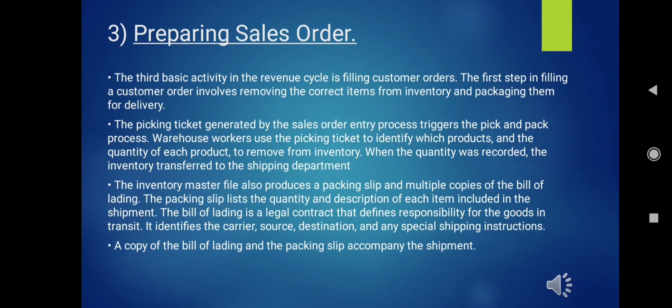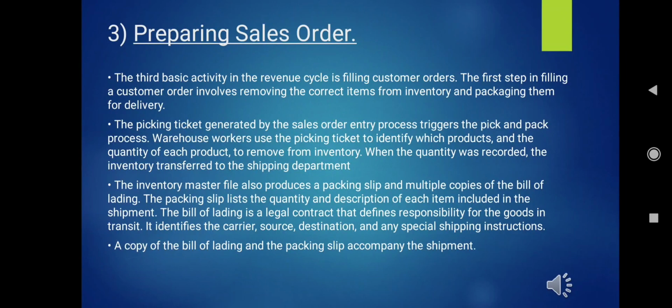The picking ticket generated by the sales order entry process triggers the pick and pack process. Warehouse workers use the picking ticket to identify which products, and the quantity of each product, to remove from inventory. When the quantity is recorded, the inventory is transferred to the shipping department.